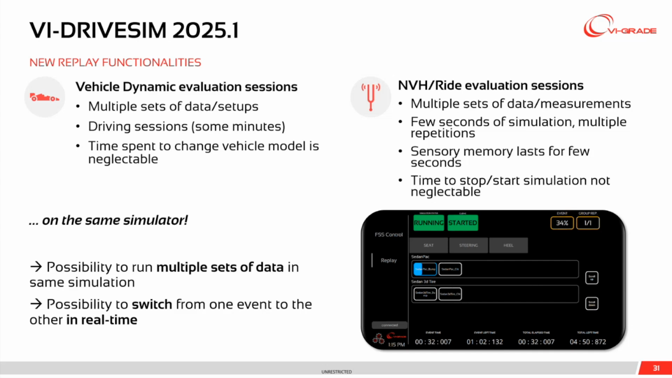So what we have done is that we have introduced the possibility of running multiple sets of data in the same simulation, and especially the possibility to switch from one event to the other in real time without the need of stopping the simulation. To do so, the user will create some sequence files containing all the measurements that they have, and we provide a VI dashboard layout like the one in the picture here, which is automatically updated with the single events that have been put in the sequence file, and then the user can just click on each event and jump from one to the other.